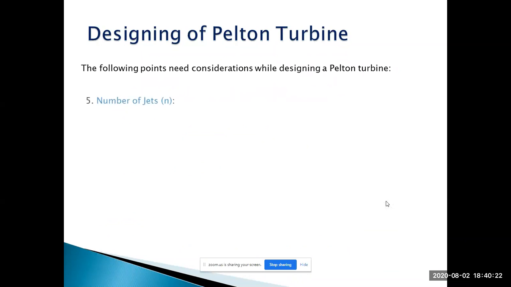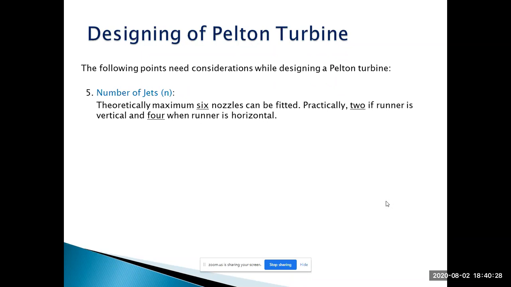So if you continue designing, there is one more aspect that comes in: how many jets we use for our Pelton turbines. Theoretically, a maximum of 6 jets can be fitted. Practically, 2 when the runner is vertical and 4 when the runner is horizontal.